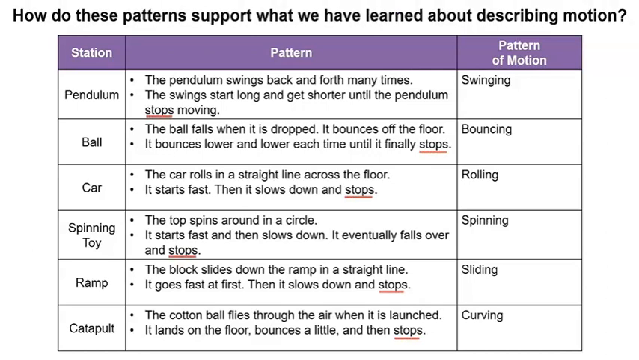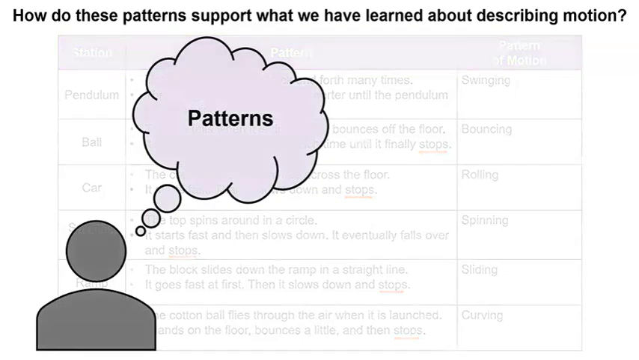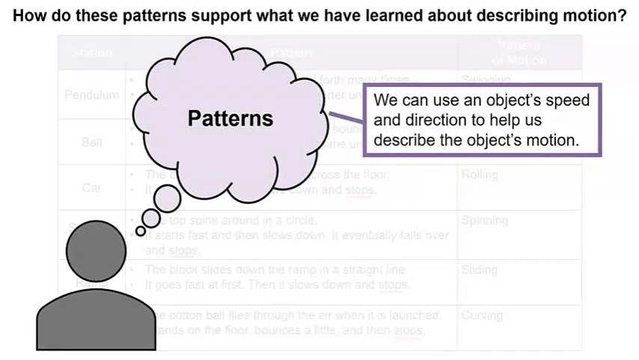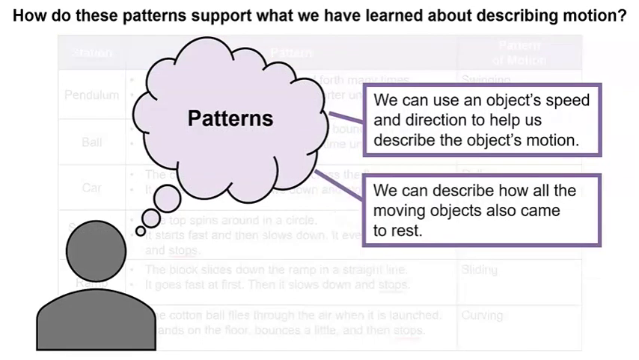How do these patterns support what we have learned about describing motion? Think about some of the words and phrases we have used to describe motion. I think the patterns show that we can use an object's speed and direction to help us describe the object's motion. And we can describe how all the moving objects also came to rest.